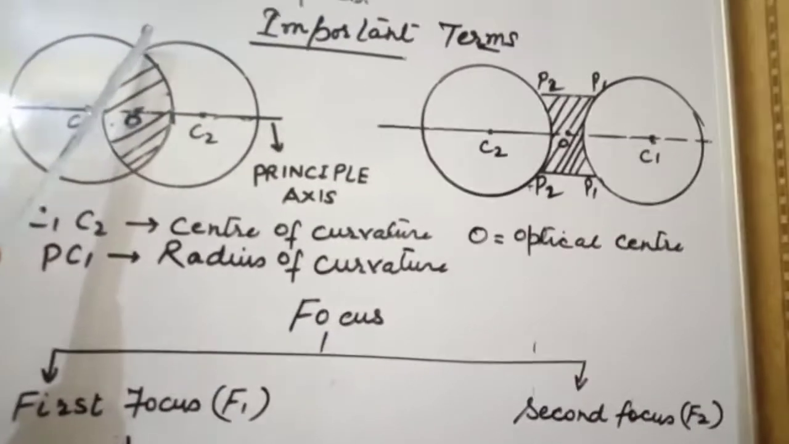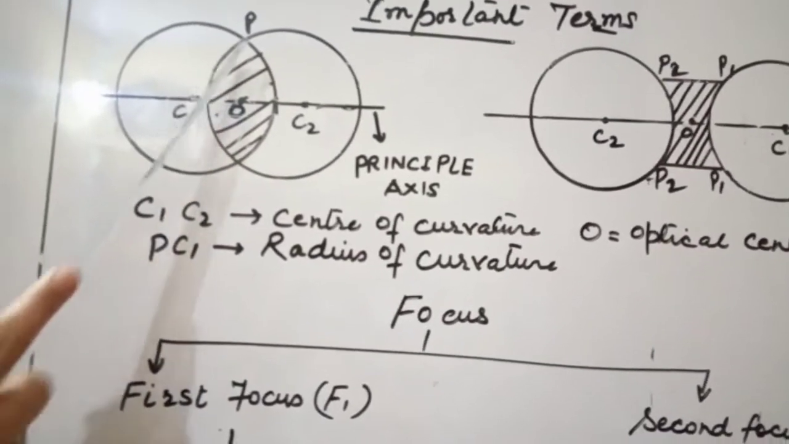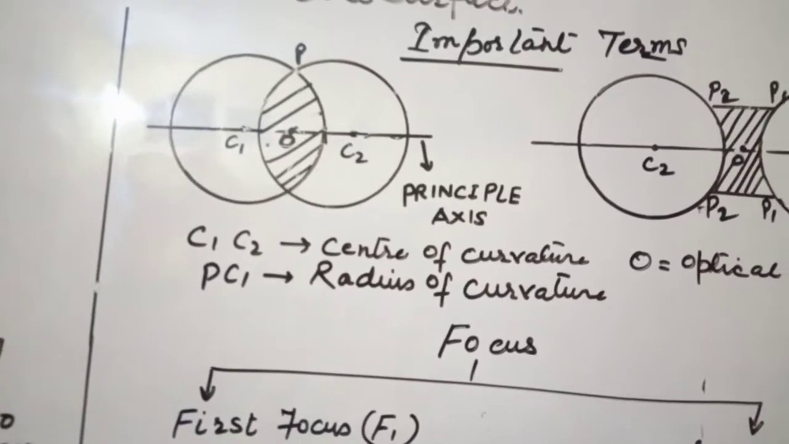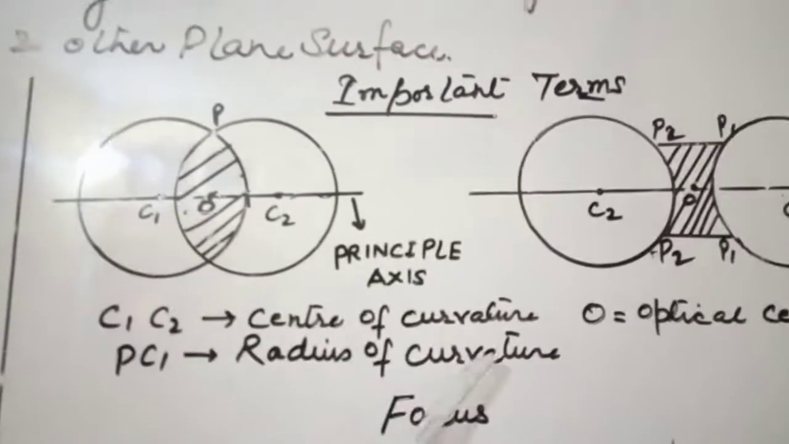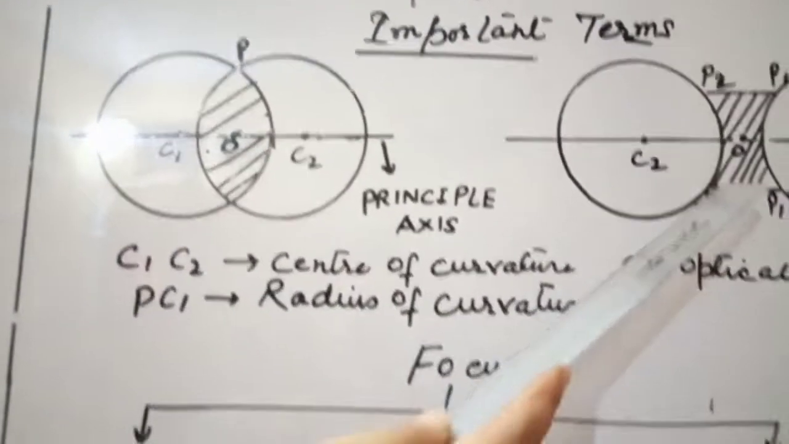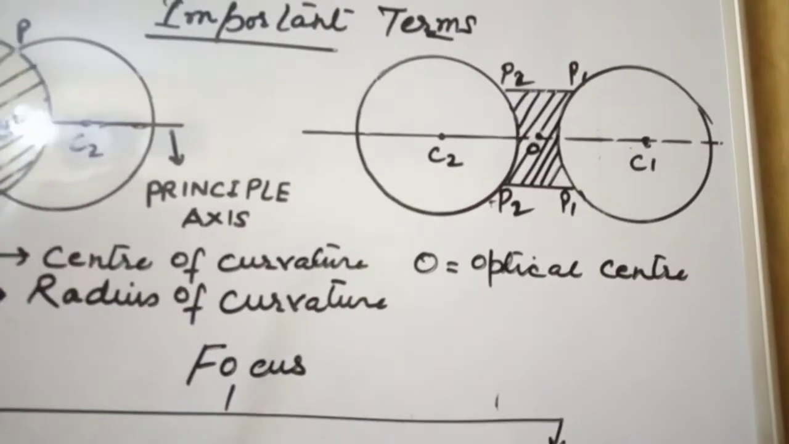And this point and this point, if you join these two points, it will become the radius of this sphere. So radius of curvature is the radius of the sphere of which the lens is a part. Same on this side, the same thing.